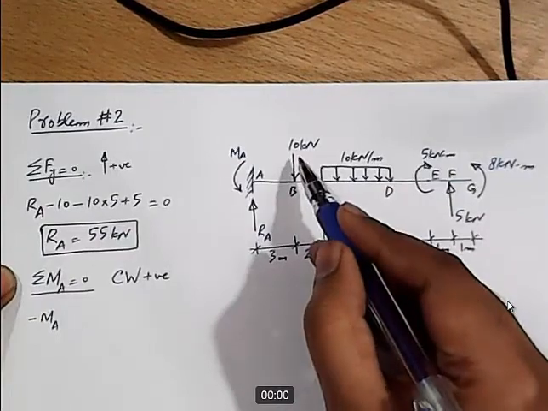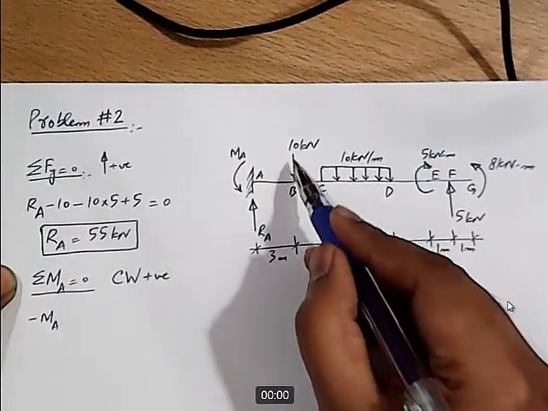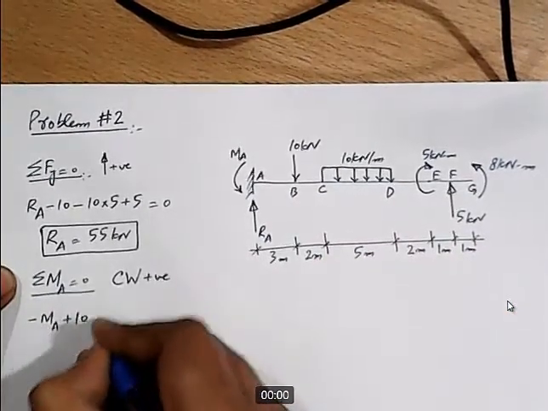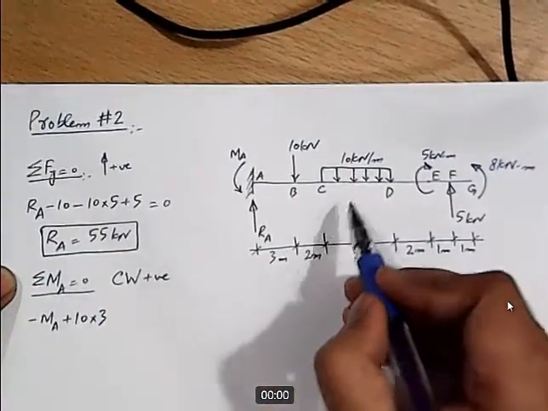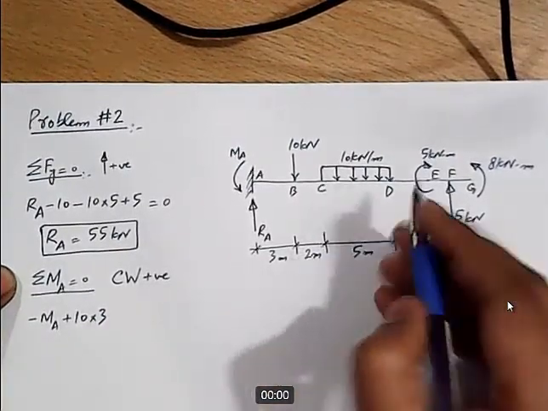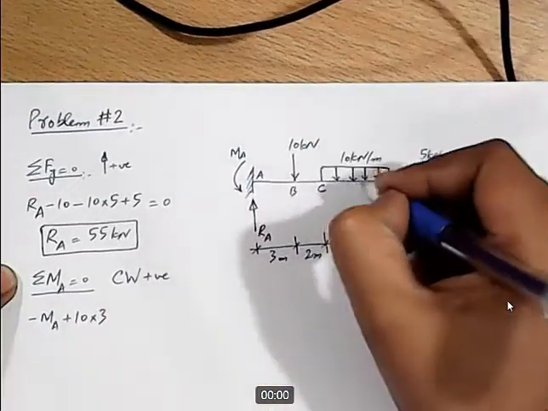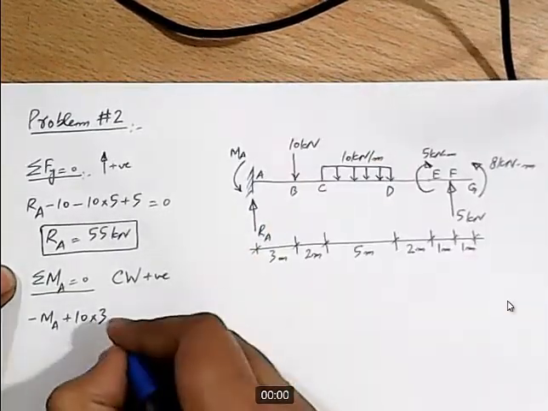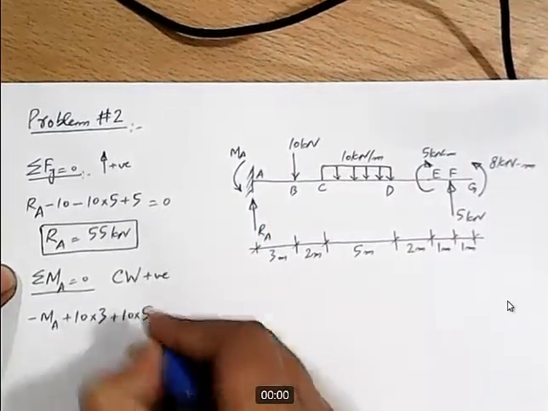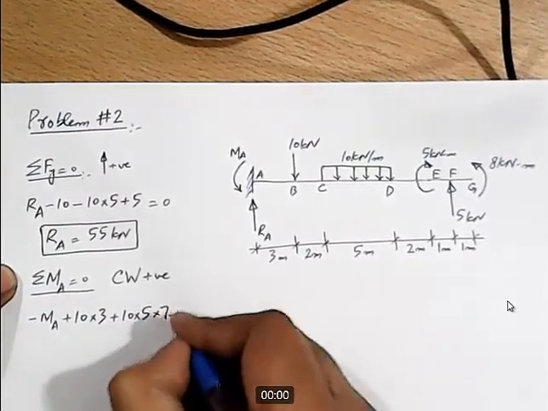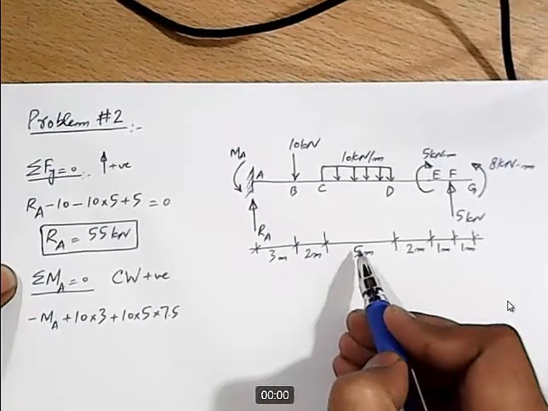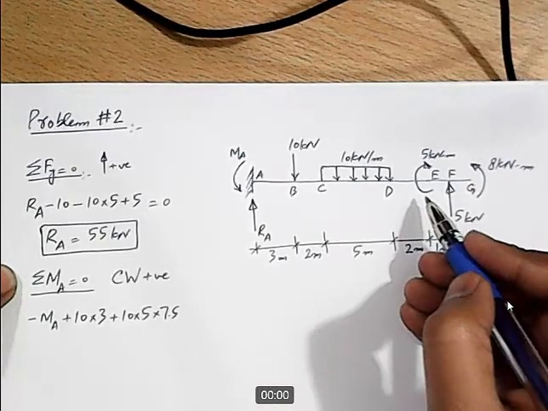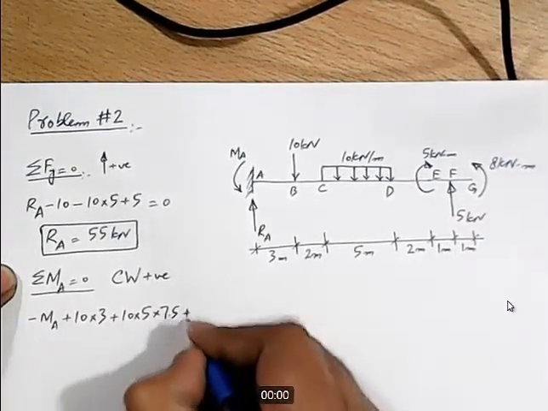At point B, we have this 10 kilonewton force, which is acting in downward direction, and it will produce moment in clockwise direction. So according to our convention, it should be positive, 10 into 3. And then moment due to this UDL, 10 into 5 is the magnitude, and the resultant will be acting at the center in the downward direction, so it will produce moment in clockwise direction. So it should be positive. 10 into 5 is the magnitude, and 7.5 is the lever arm, 3 plus 2 plus 5 by 2. And next we have 5 kilonewton meter moment, which is acting in clockwise direction, so it will be positive 5.